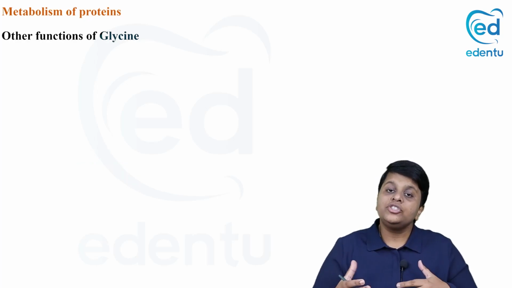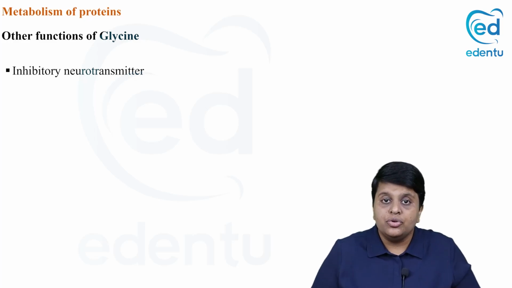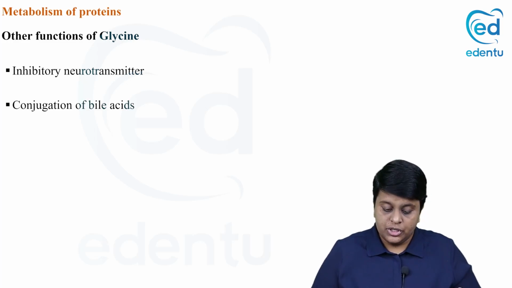Now, there are other functions of glycine as such. It is an inhibitory neurotransmitter. You remember glutamate, right? Glutamate is an excitatory neurotransmitter. Glycine is also an inhibitory neurotransmitter.